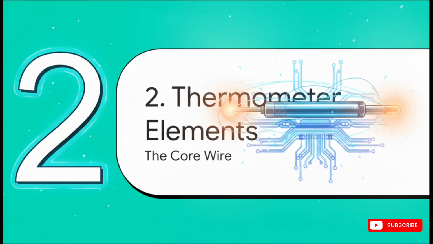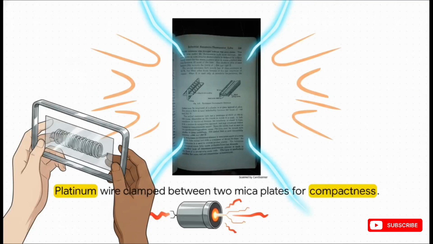Moving right along to section 2, thermometer elements, the core wire. Now, you can't just leave that fine platinum wire dangling around. It's super carefully wound and clamped between 2 mica plates. This specific metal spring frame configuration is brilliant because it serves a dual purpose.